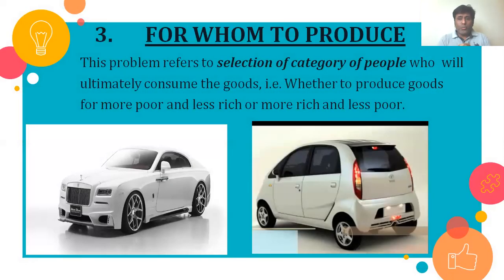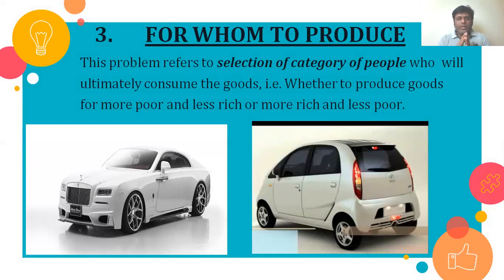Third is for whom to produce. For whom to produce deals with the selection of category of people who ultimately consume the goods, whether to make goods for the classes or for the masses. Rolls Royce, Porsche, Ferrari, and etc. All those cars are made for classy, rich people. Nano, which all can use, is a car that is made for the masses.